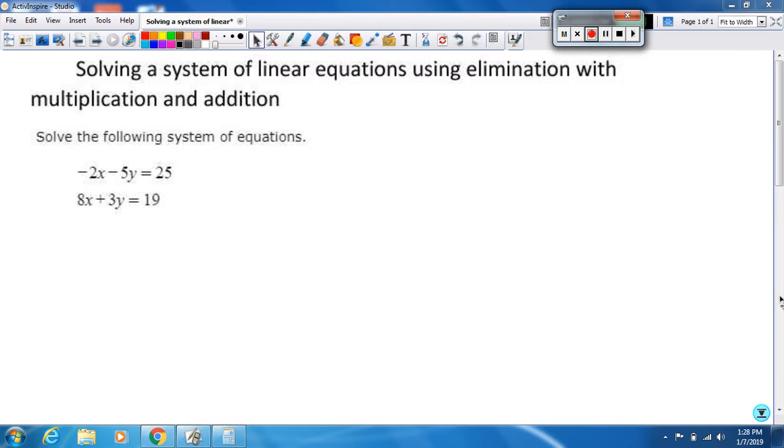Solving a system of linear equations using elimination with multiplication and addition. Solve the following systems of equations.